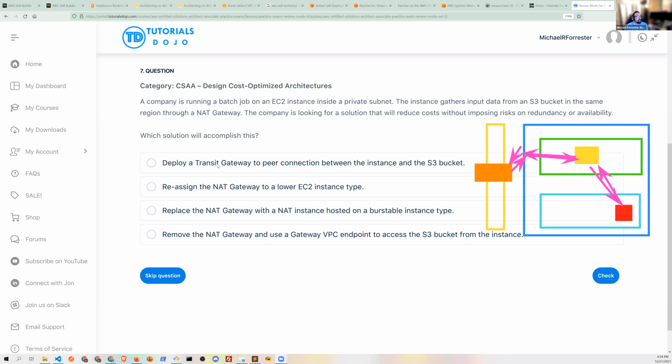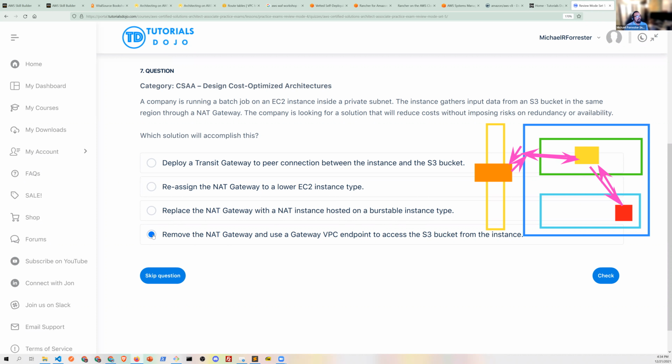So we could deploy a transit gateway to peer connections between the instance and the S3 bucket. You can't do that with transit gateway, by the way. So that's not going to work. You could reassign the NAT gateway to a lower EC2 instance type. No, that's not going to help anything. Replace the NAT gateway with a NAT instance hosted on a burstable instance type. No, the problem still is that we have a NAT gateway.